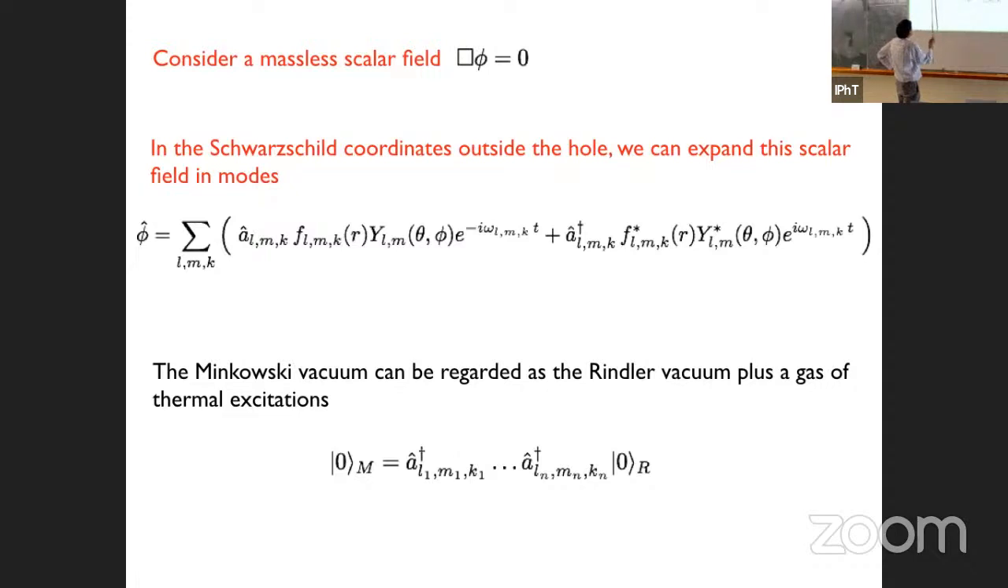You multiply it with some annihilation operator, conjugate with the creation operator, and then the Minkowski vacuum would be the Rindler vacuum plus stuff. I'm being schematic here because you have to also entangle the other side, but if you just want to worry about the side you're looking at, the Minkowski vacuum as seen locally would be not the Rindler vacuum, but Rindler vacuum plus excitations.